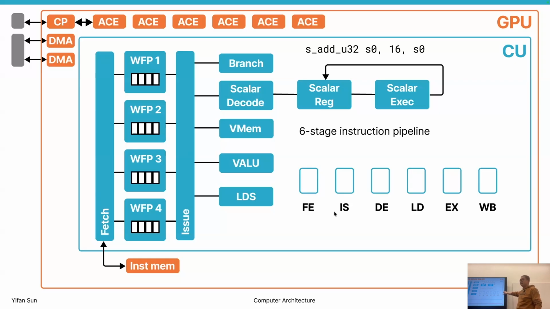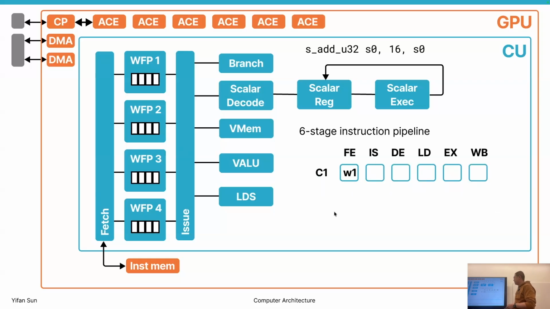We will revisit this in CPU design, and you will understand the circuit level design much better there. So here, just consider conceptually that there are 6 stages and they're pipelined. So what does it mean by pipelined? In cycle 1, wavefront 1 is here. It's doing fetch, right? In cycle 2, wavefront 1 is doing issue. Assume it is selected for issue. Then wavefront 2 is there doing fetching.